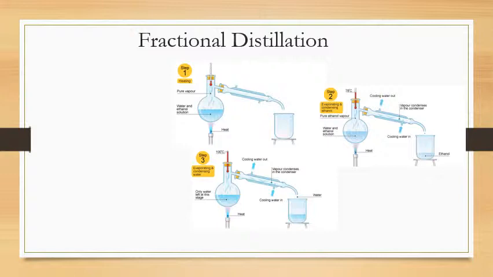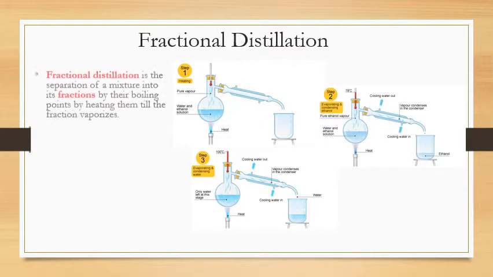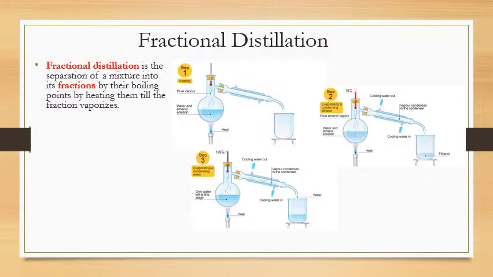So in terms of separating crude oil into the various important fractions, we use fractional distillation. So just to remind yourself of the process of fractional distillation: basically what you're doing is separating a mixture, in this case crude oil, into its fractions by their boiling points, by heating them till the fraction turns into a gas. And you can condense that gas and collect it.